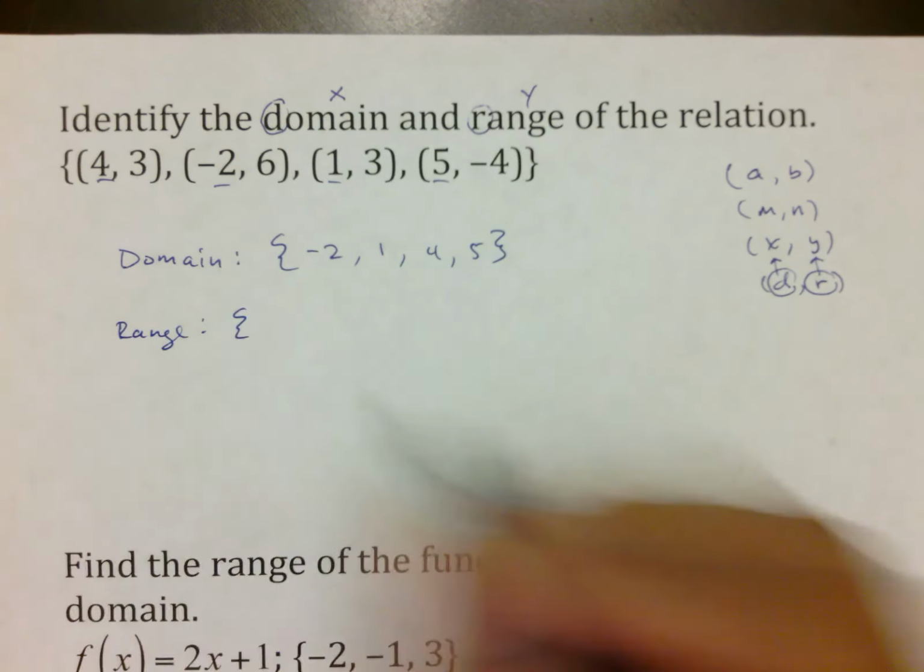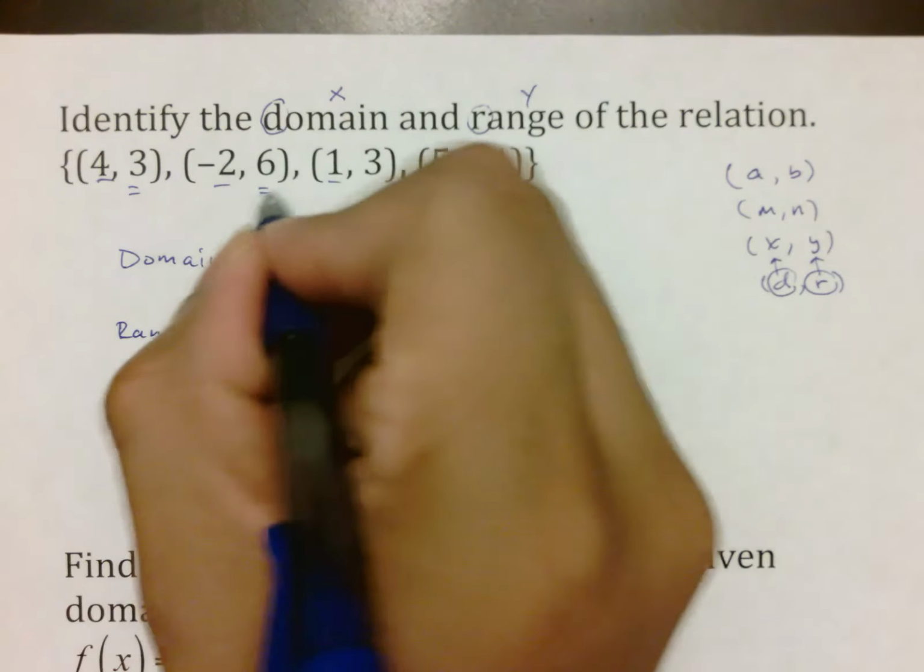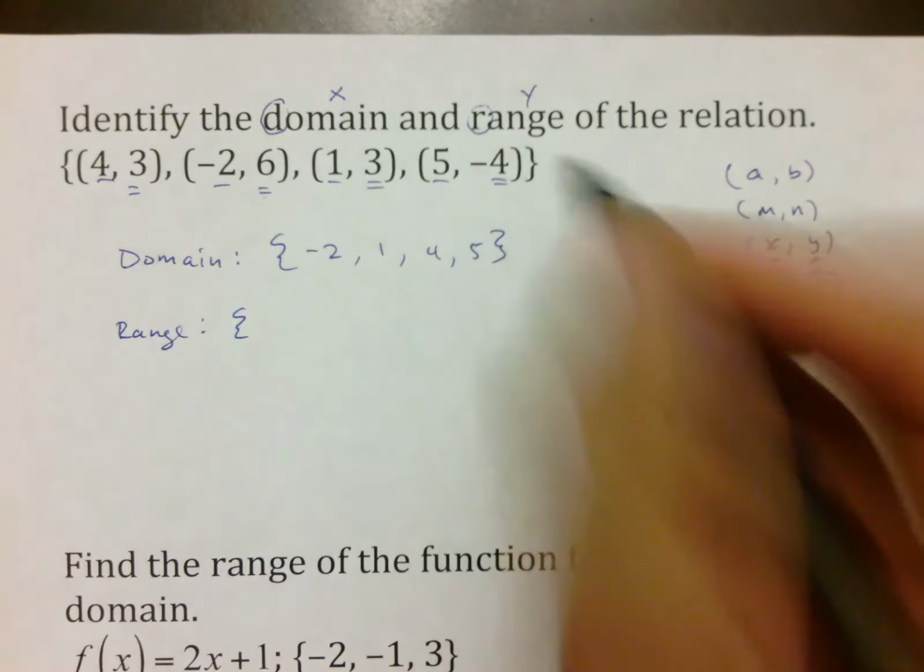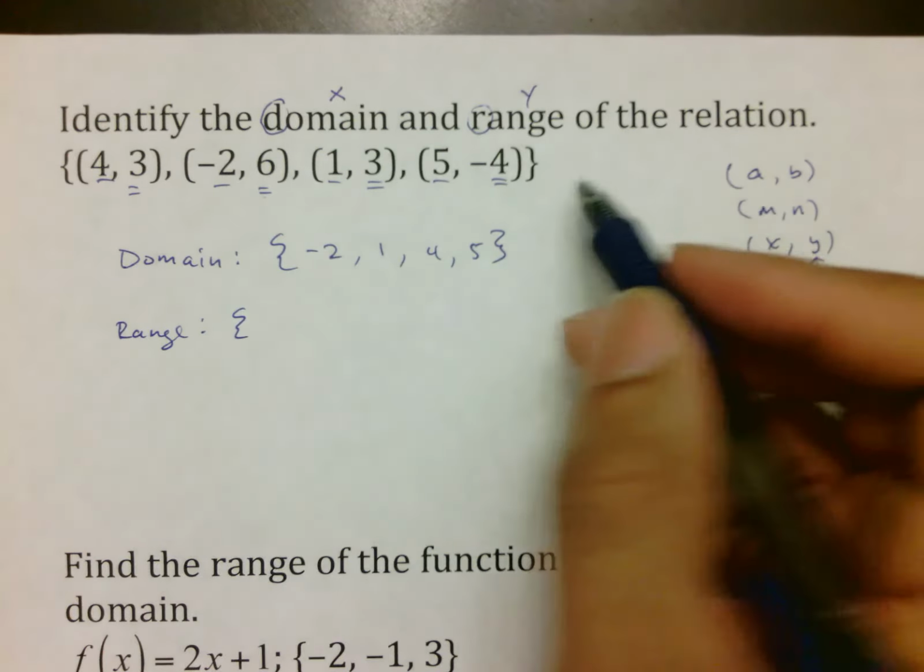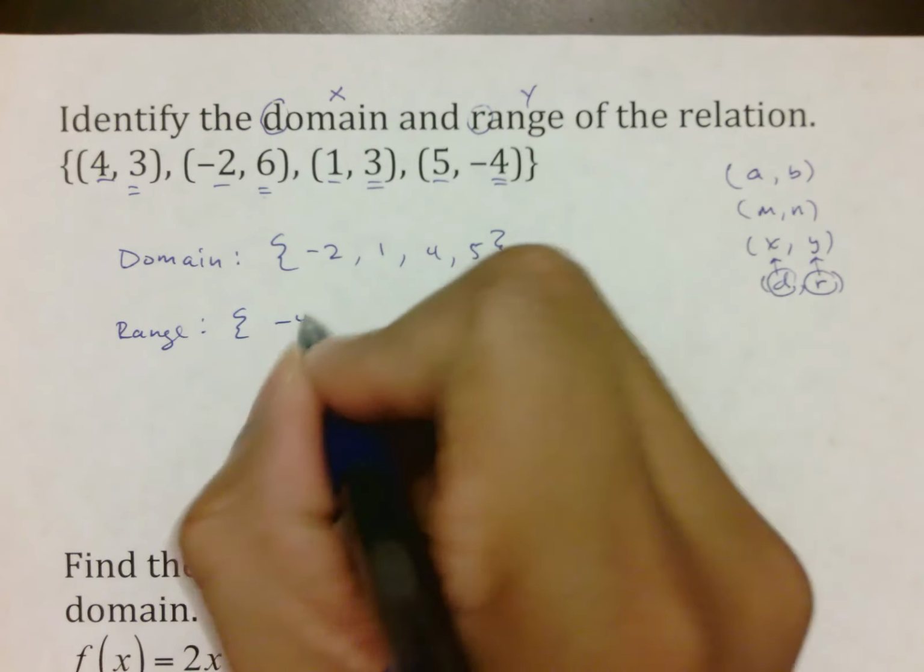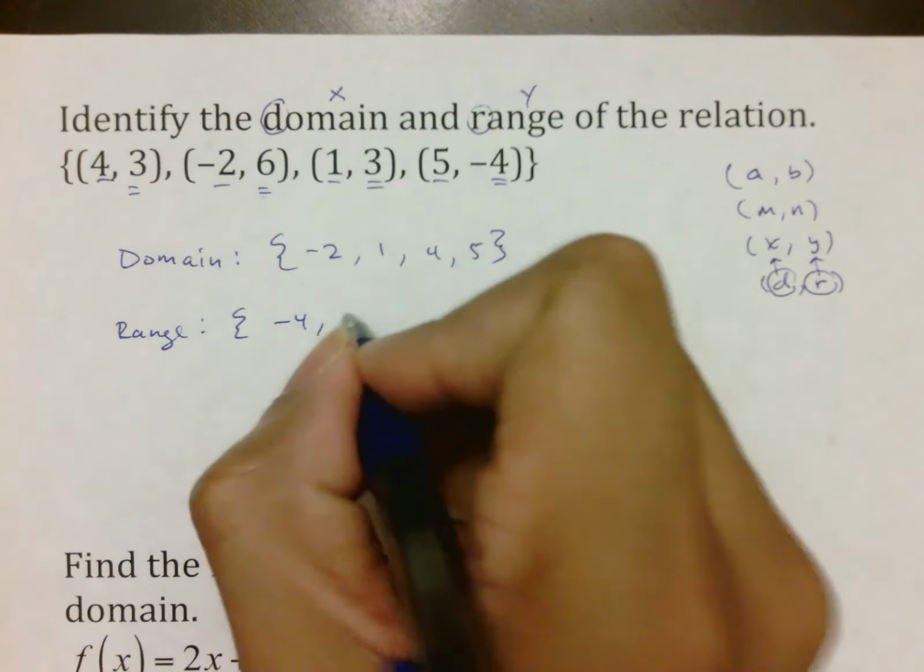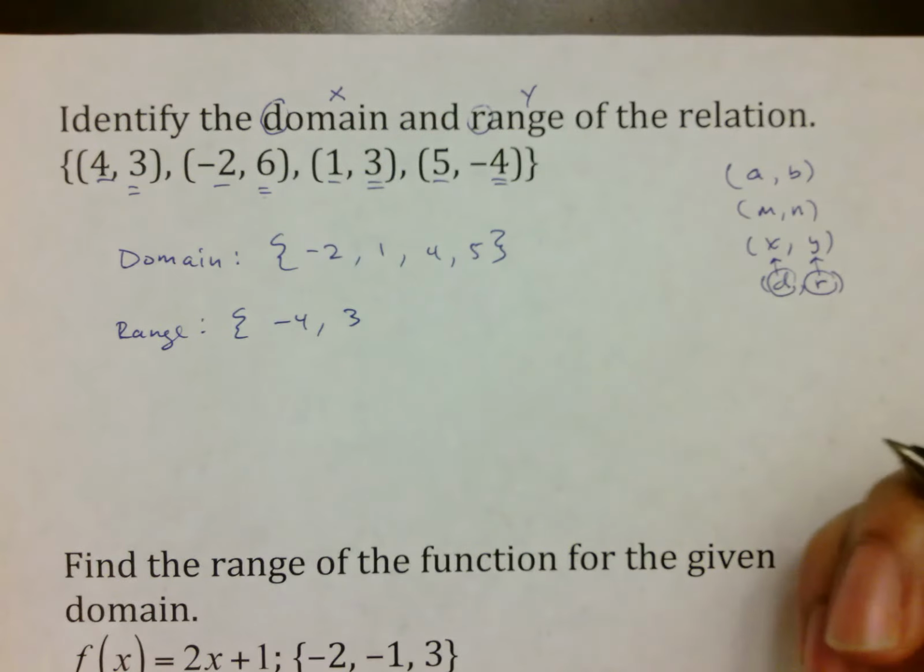Then when you go to range, you're going to do the same thing. Put your brace, but you're going to look at your y values, and you're going to put those in order from least to greatest. So with that said, you're going to look for your smallest number, which is negative 4, your next smallest number, which is 3. You do not need to repeat it.